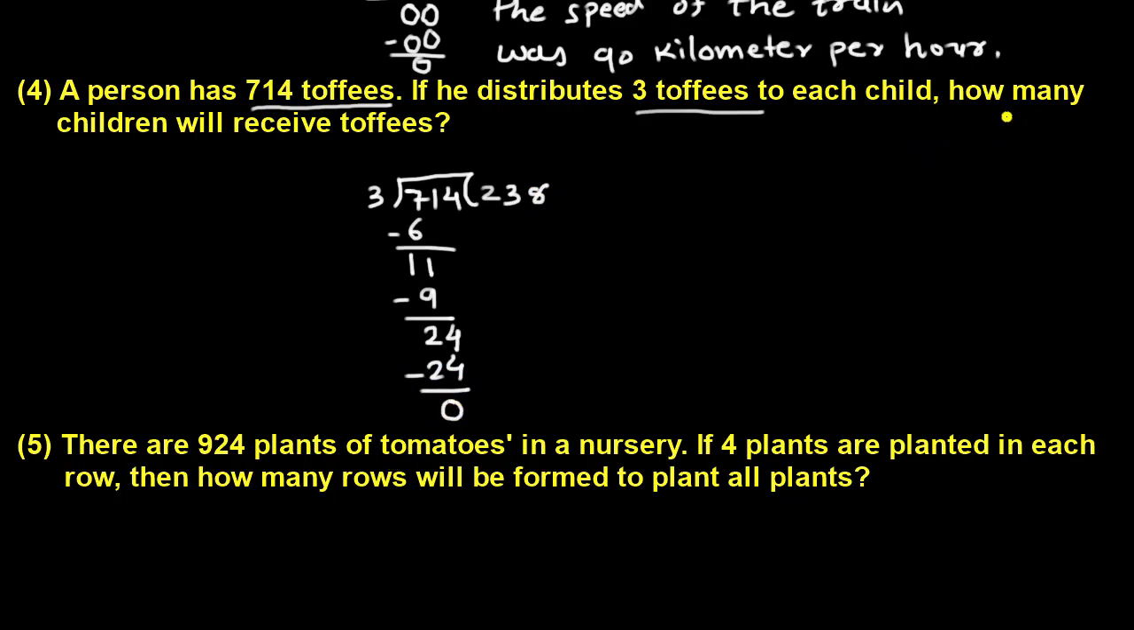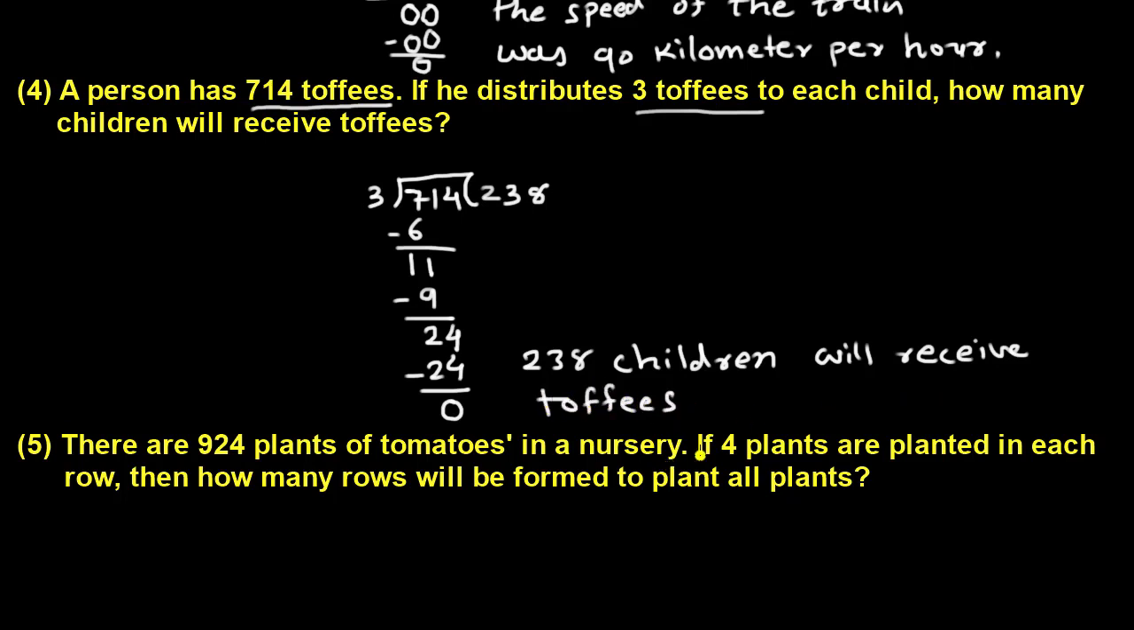Now the question, how many children will receive toffees? We can write 238 children. 238 children will receive toffees.